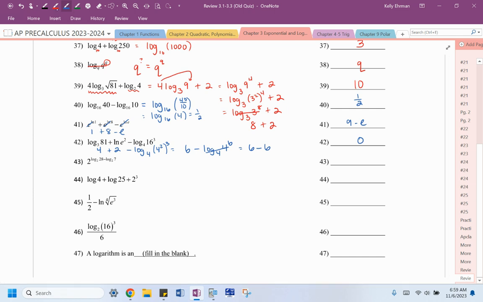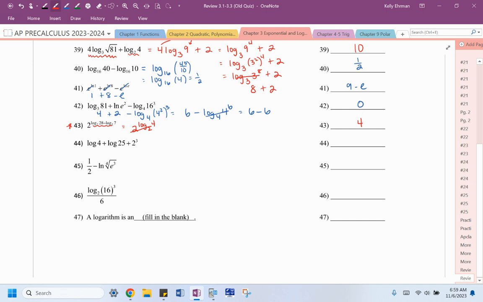We've had problems like 43 on our worksheet before. Again, be careful of this. This is not 28 minus 7. The rule for the property that we have is that you just have one logarithm. So you have to condense this first. 2 log base 2 of 28 divided by 7 is 4. And then 2 log base 2 cancels, and our answer is 4.